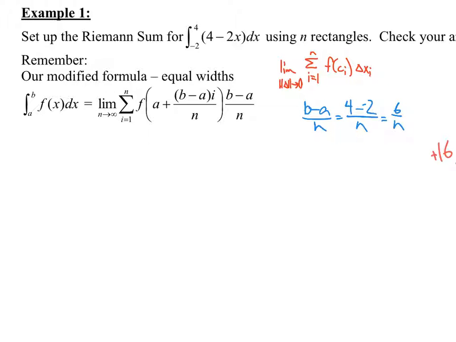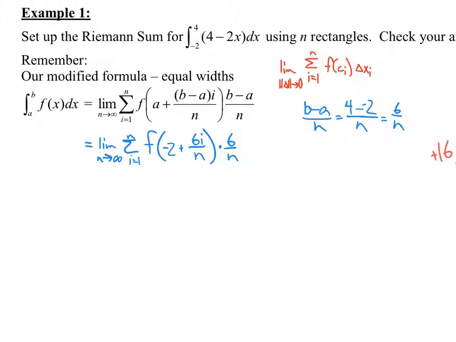-2 is lower, 4 is upper. So at this point, we're taking the limit as n approaches infinity of the sum from I equals 1 to n of f of (-2 plus 6I over n) times 6 over n. Now one thing I want to point out, that I saw some of you doing as I was grading our last quiz: some of you are forgetting that this is in the function. This a plus b minus a times I over n is getting us an x coordinate that we then need to plug into the function.